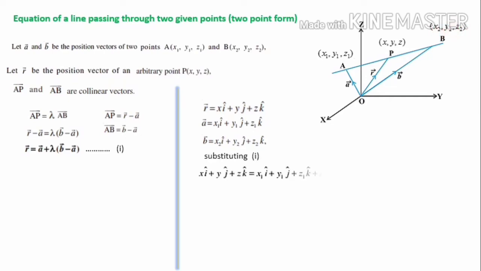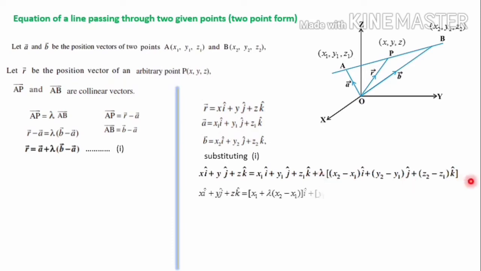Then substitute it in equation number 1. Vector R, xi plus yj plus zk, is equal to, on the right side, vector A, that is x1i plus y1j plus z1k, plus lambda into (B minus A). As before, we take the i components together, j components and k components together. That is (x2 minus x1) into i cap plus (y2 minus y1) into j cap plus (z2 minus z1) into k cap, because we need B minus A, first x2, then x1.